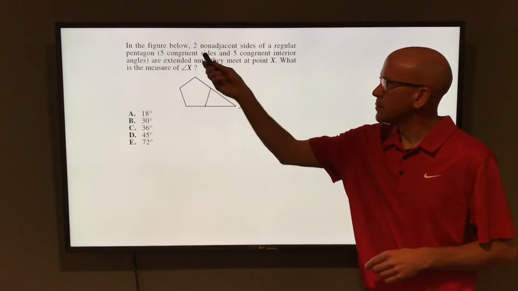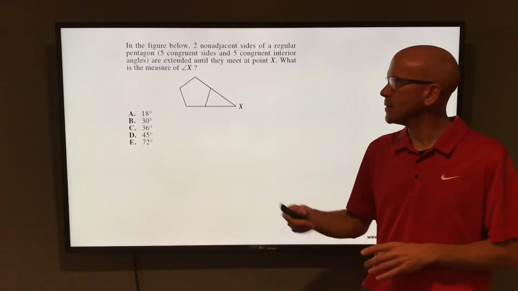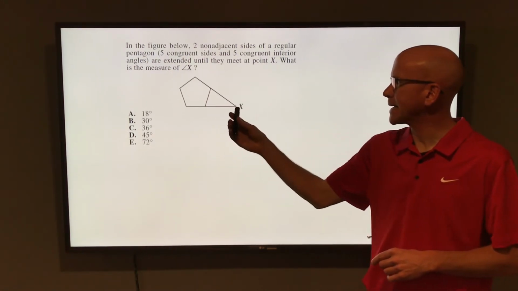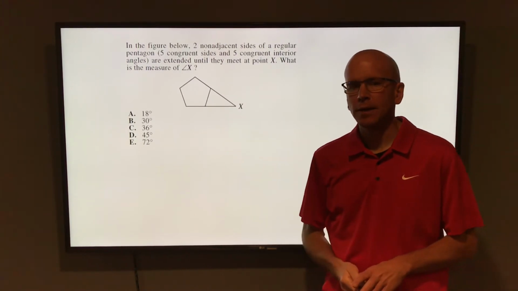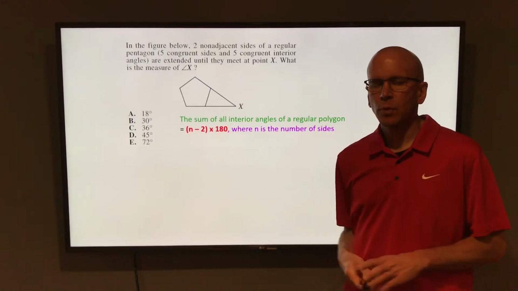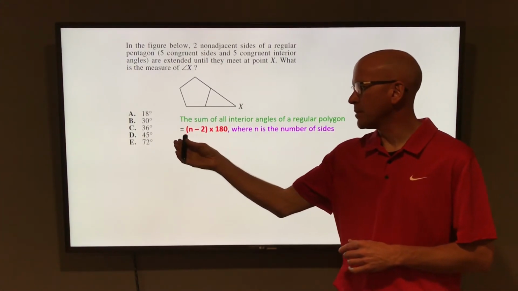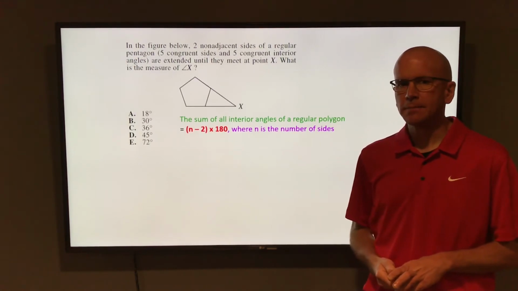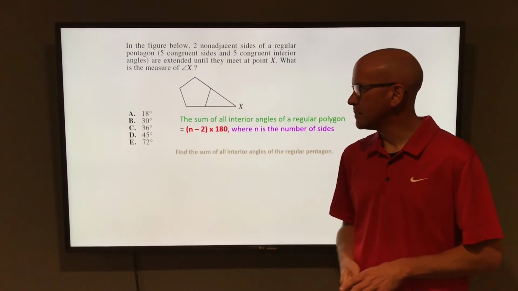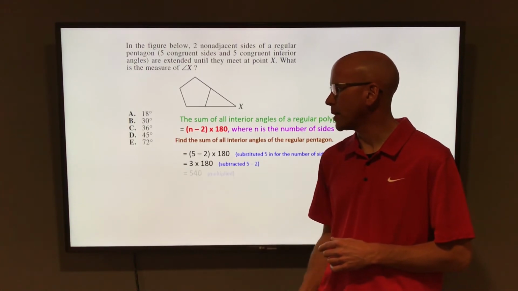In the figure below, two non-adjacent sides of a regular pentagon, that is 5 congruent sides and 5 congruent angles, are extended until they meet at point X. What is the measure of that angle X? The sum of all the interior angles of a regular polygon, in this case the pentagon, is found by taking the number of sides minus 2 times 180. Well, there are 5 sides there. Take that minus 2, it's 3 times 180, that is 540.